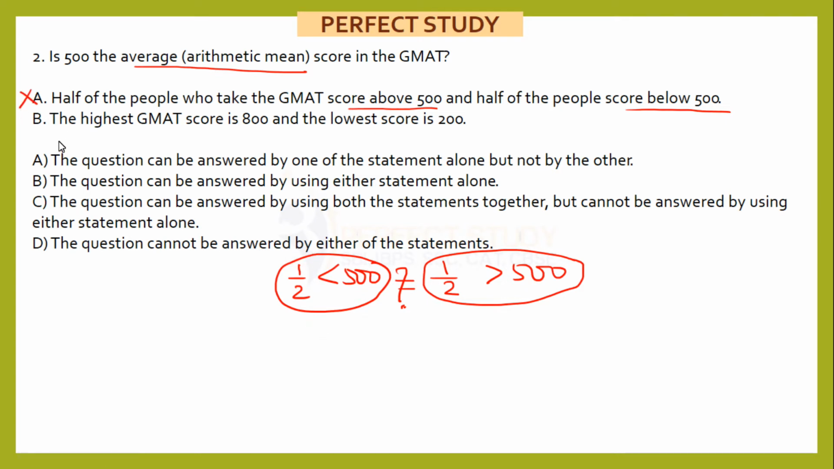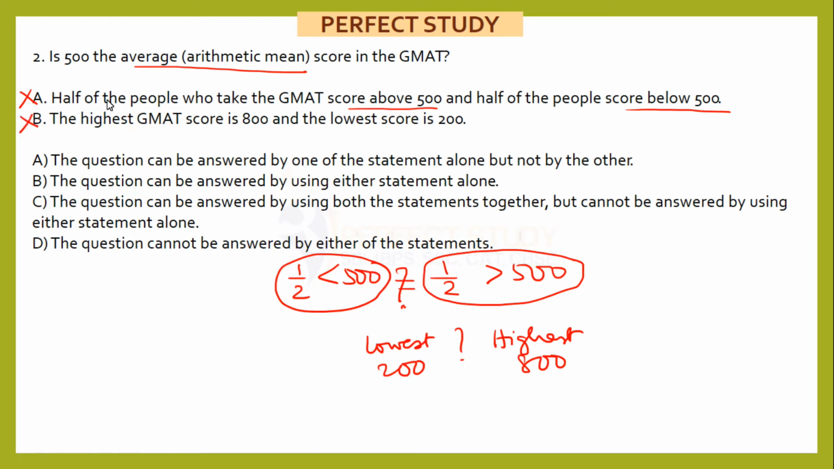Now let's check the second statement. The highest GMAT score is 800 and the lowest is 200. Now if the highest is 800 and the lowest is 200, what about the numbers in between? All the other numbers we don't have any idea, so we cannot say that the average is 500. Maybe, may not be. Again, this does not give me the answer.